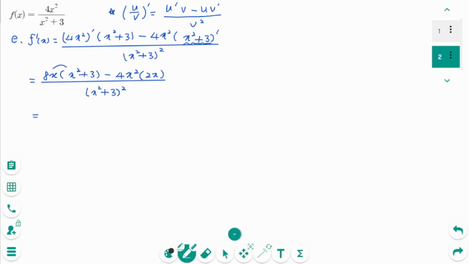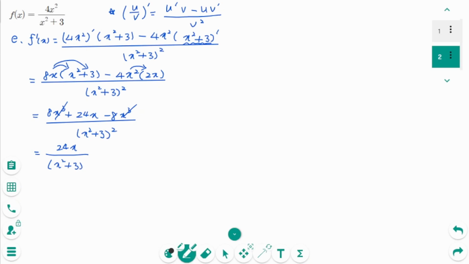Equals, expand: 8x cubed plus 24x minus 8x cubed over (x squared plus 3) squared. Then cancelled. The final answer is 24x over (x squared plus 3) squared.